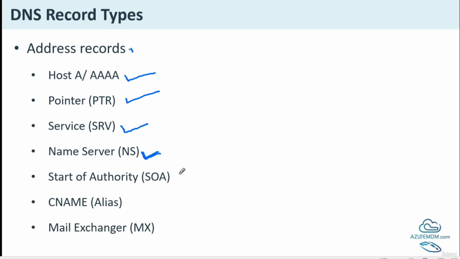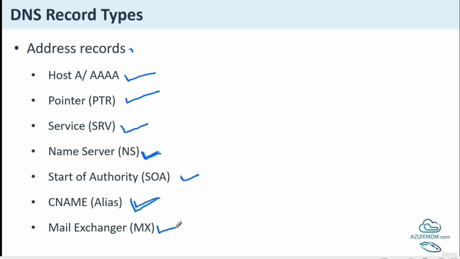ns1.example.com. Start of authority, SOA. It shows the administrative technical DNS zone info, for example, primary server or the refresh time. CNAME. It creates a domain name alias, for example, www.example.com, which can be example.com only. So instead of typing www, you can just type example.com.